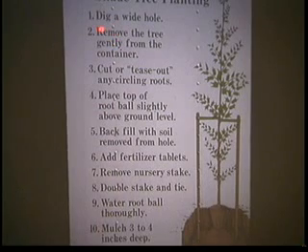Here's just a recap. Dig a wide hole, remove the tree gently from the container. You don't want to just yank it totally out, bare root. Cut or tease out any circling roots. Place the top of the root ball slightly above ground level. Backfill with soil removed from the hole. Add fertilizer tablets at that point. Remove the nursery stake, and we will talk about that when we get to staking. And double stake and tie, again, we'll show you this and talk about the importance of this technique.